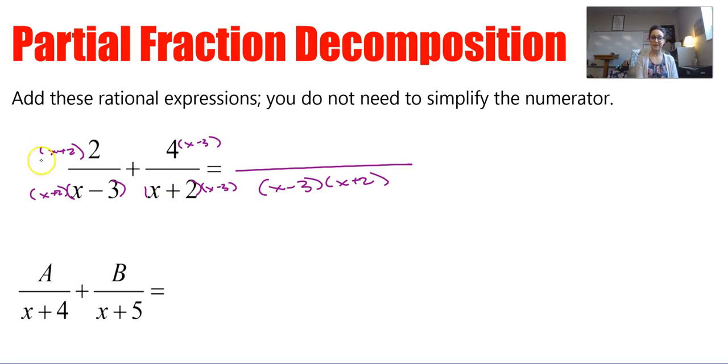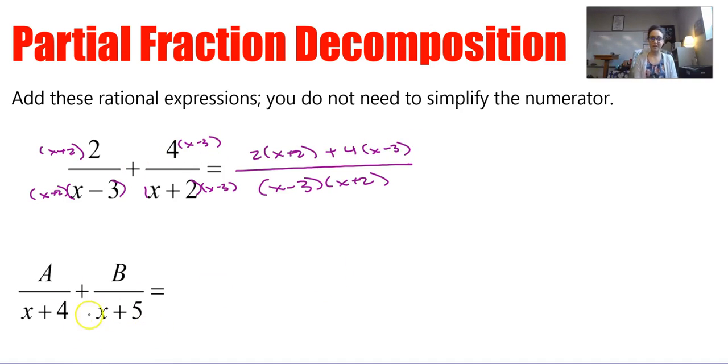Now I can add my numerators straight across, right? And don't worry about simplifying for now, okay? So I'm going to have quantity x plus 2 times 2. So I'm going to write that as 2 times quantity x plus 2, plus 4 times the quantity x minus 3, right? Okay.